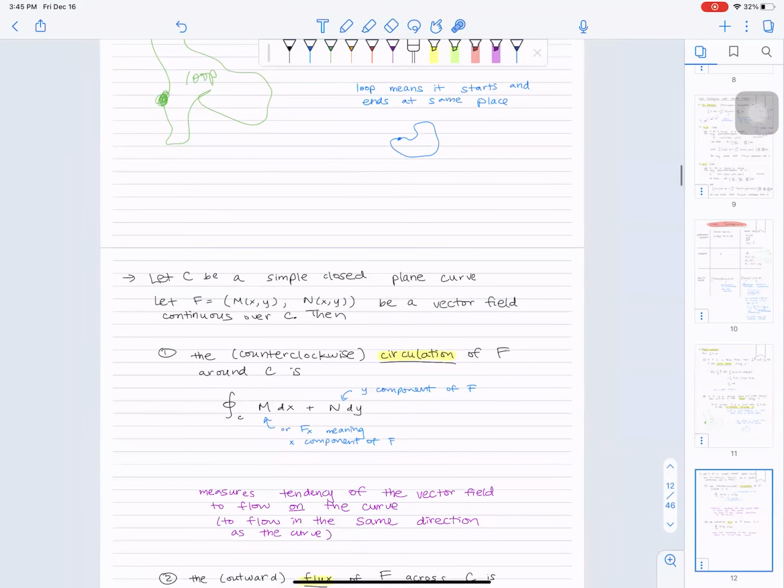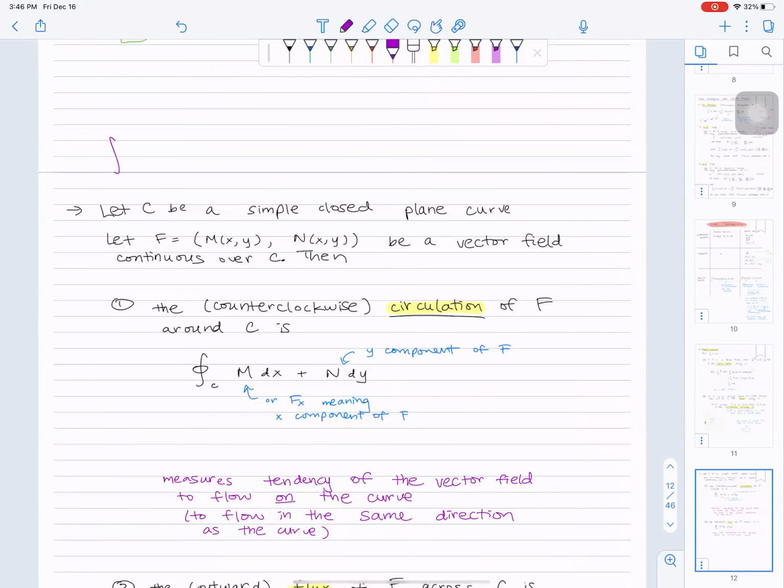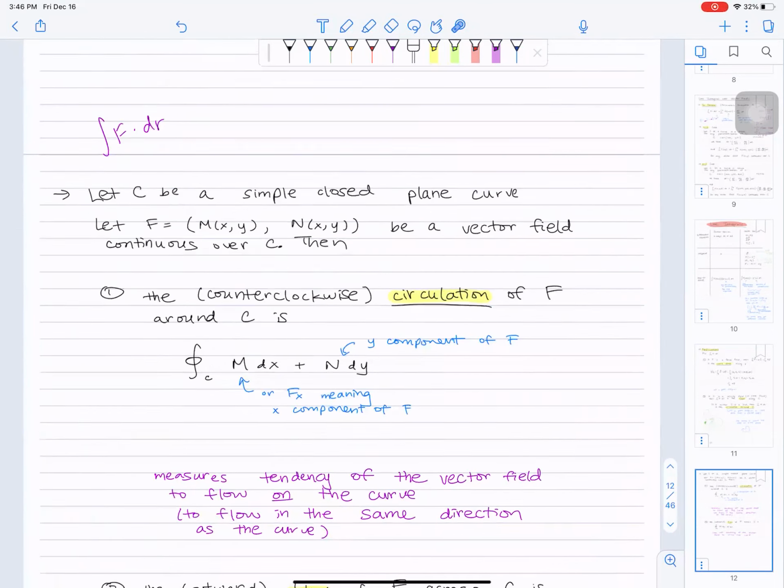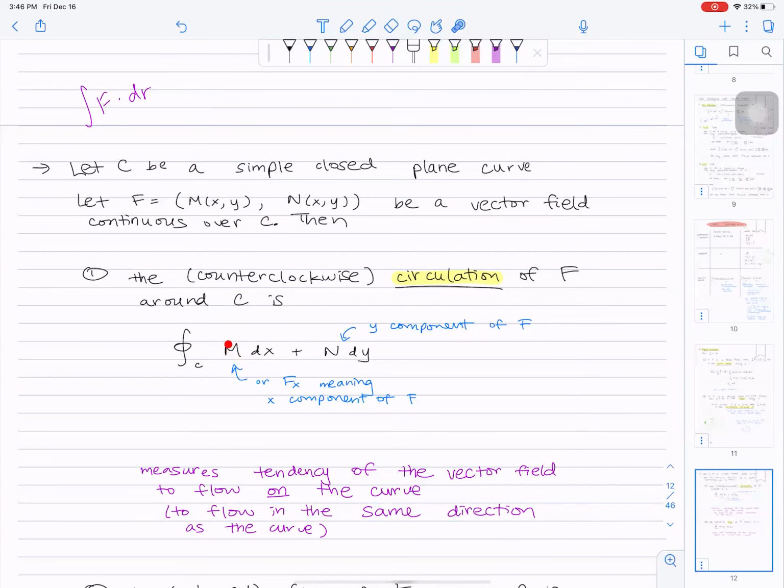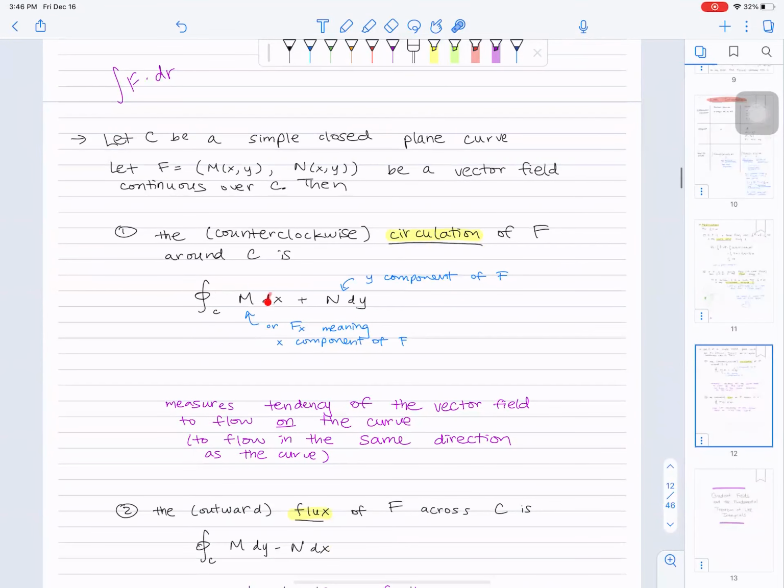Okay, and with that, we can define what is circulation. Circulation is M dx plus N dy. This is going to tell you, when you're doing, my notation I use is F dot dr, you plug in the x component of your parameterization for M, the y component of your parameterization for N, and the d variables tell you what derivatives you're multiplying by. In other words, the dx and dy come from the derivative of gamma.